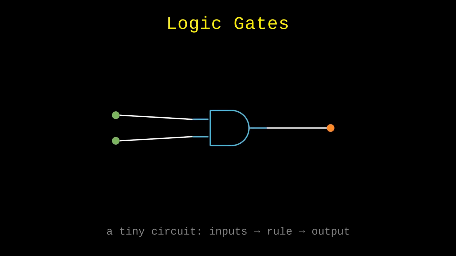Now, you might be wondering, okay, but how does a bunch of on-off switches add up to watching Netflix? That's what this video is about. The first step is understanding something called a logic gate. A logic gate sounds technical, but the idea is incredibly simple. It's a tiny circuit, a tiny piece of electronics, that takes some switches as input and produces a result based on a rule. Let me give you a completely non-computer example first.